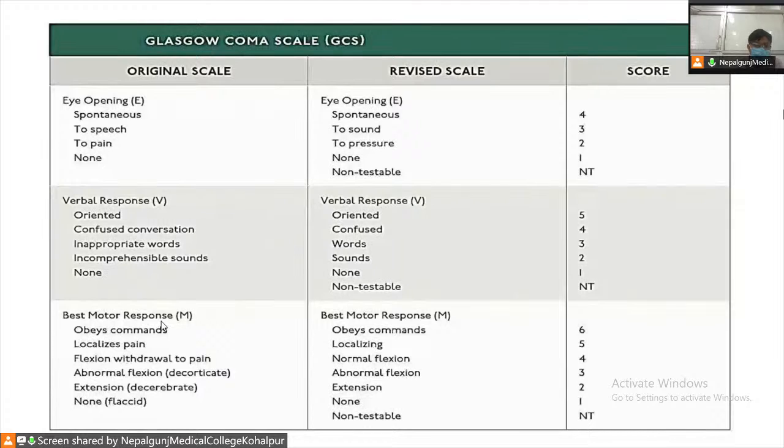In best motor response, the patient is asked to mobilize the limbs, and if he or she obeys the command, it is 6. If he or she can localize the pain, then it is 5. If the patient withdraws to the pain, showing the tendency of a protective response, then it is 4. If it is abnormal flexion, the decorticate posture, then it is 3. And in extension, where the patient extends the body, the decerebrate posture, then it is 2. And if there is no response, then it is 1.